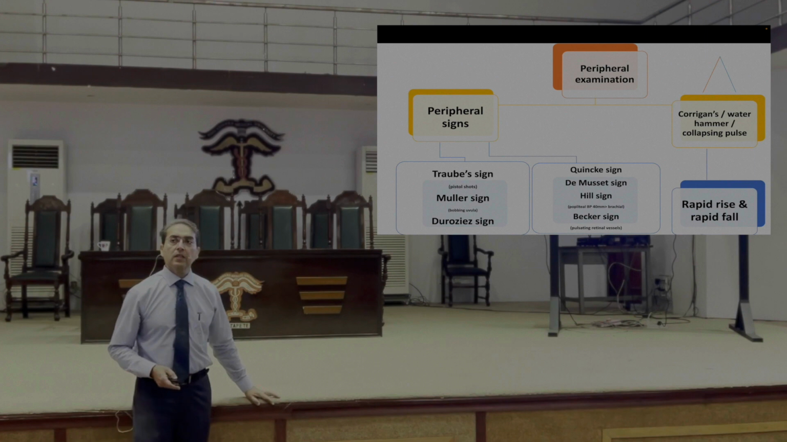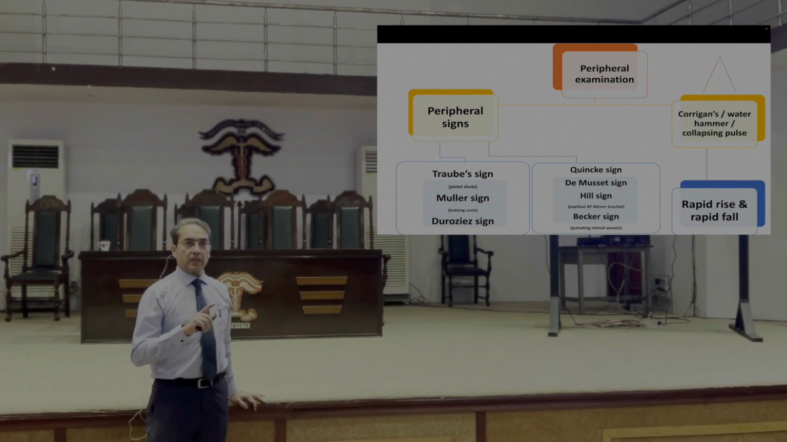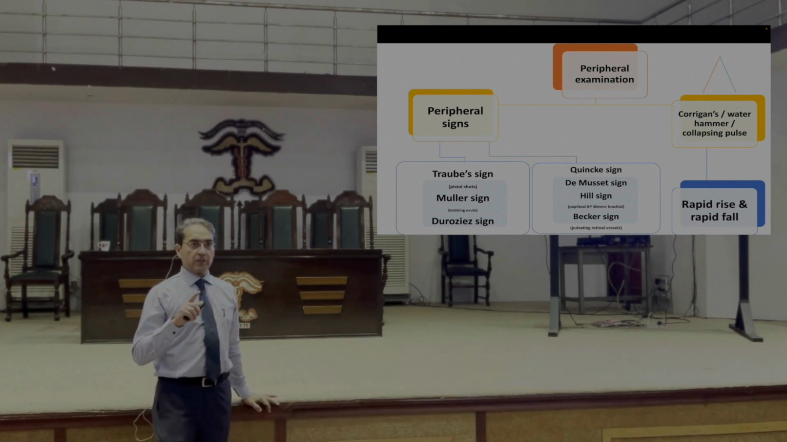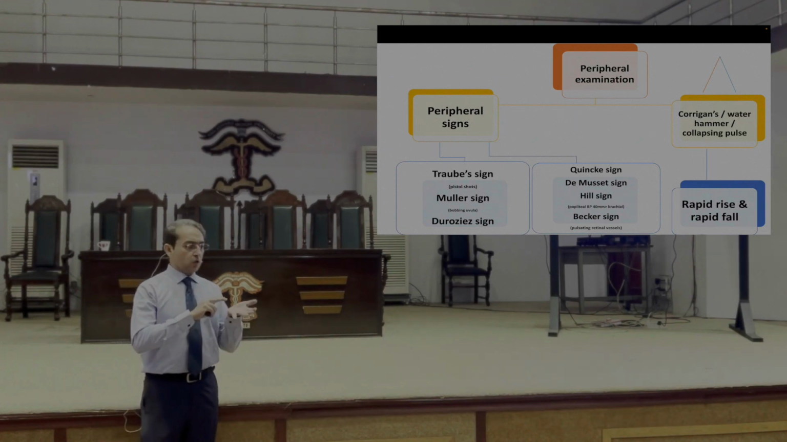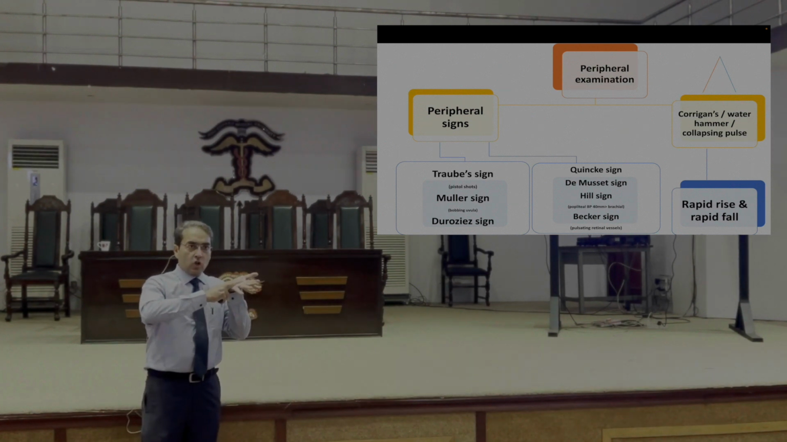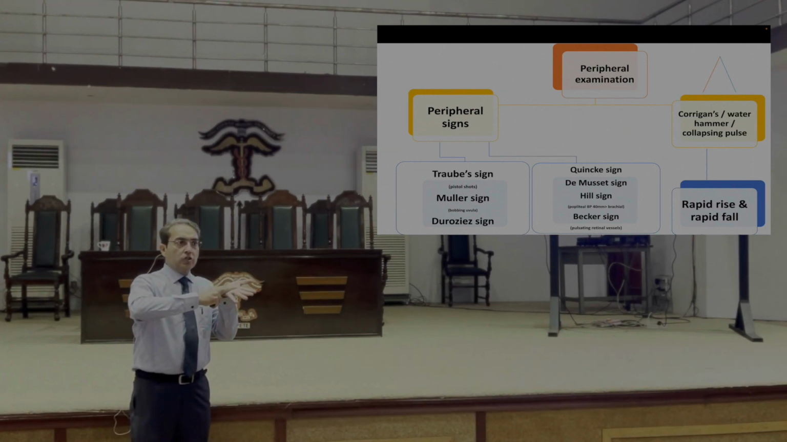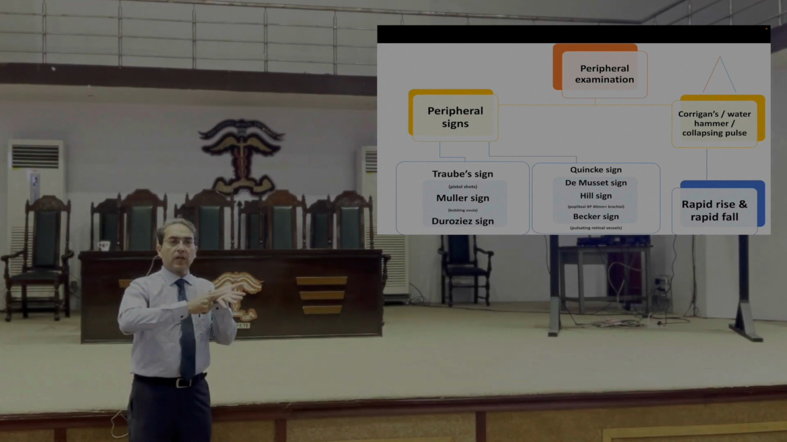What is the Duroziez sign? Duroziez sign is a to-and-fro murmur. It's a systolic-diastolic murmur which is heard at the femoral. You place your stethoscope on the femoral artery. You may hear a systolic murmur, and then you change the position of your stethoscope, and you find at some position you hear a diastolic murmur as well.